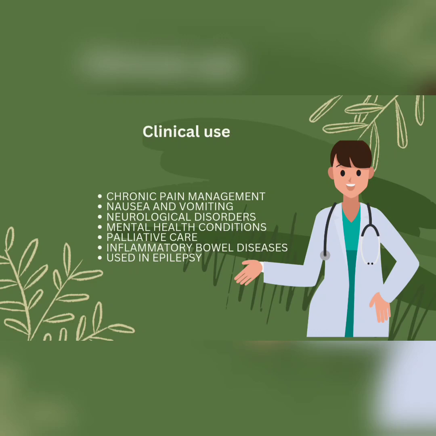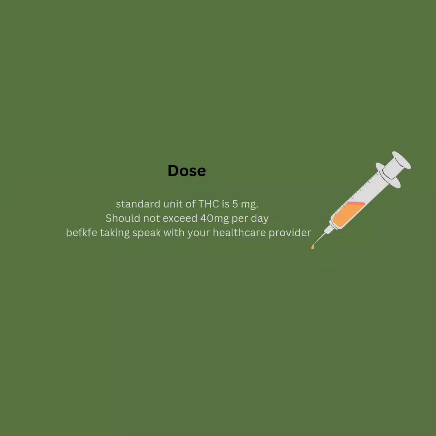Now we're going to talk about the dose of cannabis. The dose is basically standard. The unit is 5 mg. It should not exceed 40 mg per day. If we take an excessive amount of cannabis, it will cause drastic effects.